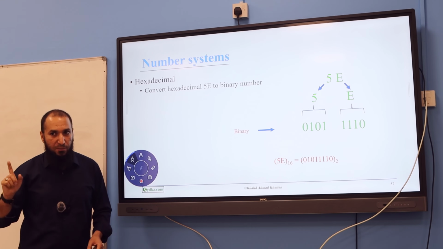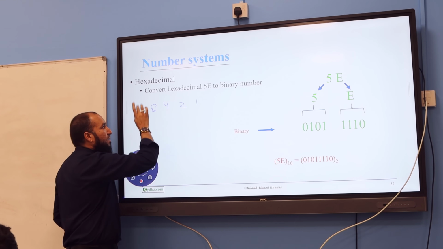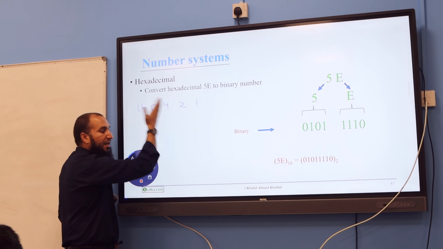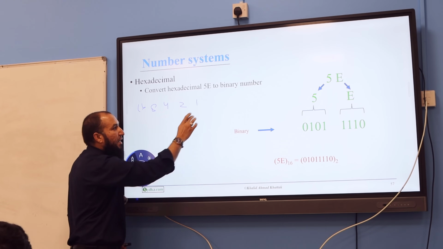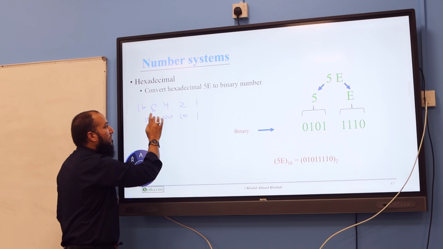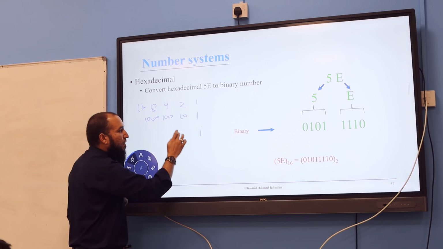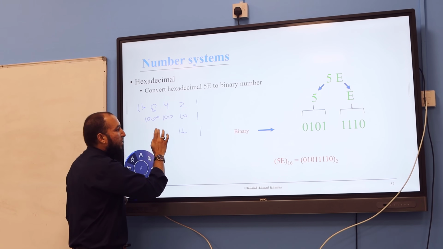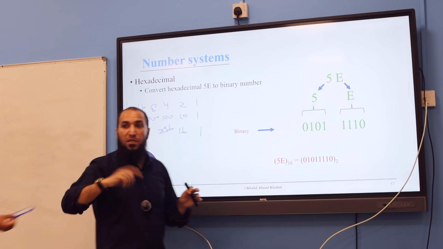That's the main thing you should remember. What should you remember in binary? Remember the powers: 1, 2, 4, 8, 16. Basically it doubles every time. In tens, what do we do? 1, 10, 100, 1,000. Can you see the pattern? In hexadecimal, what do we do? 1, 16, and then the next one is 256, and so on. So you memorize these, the rest you need to learn.